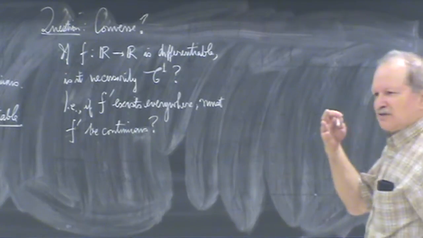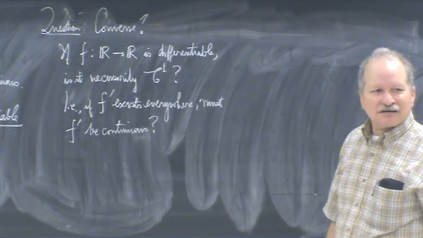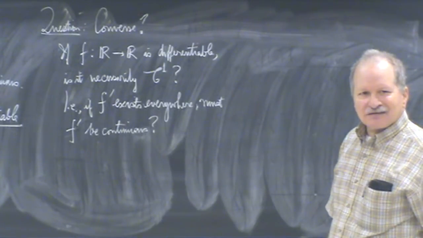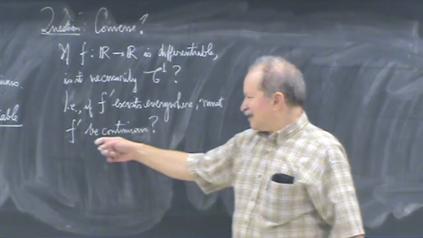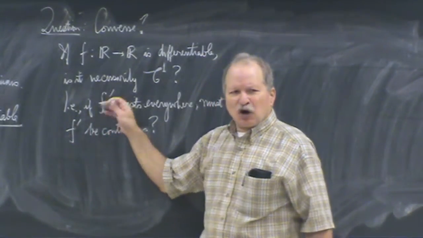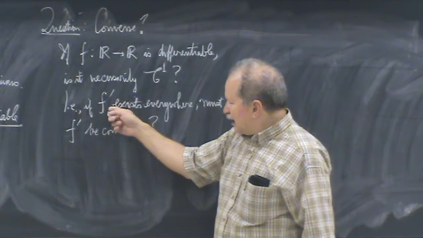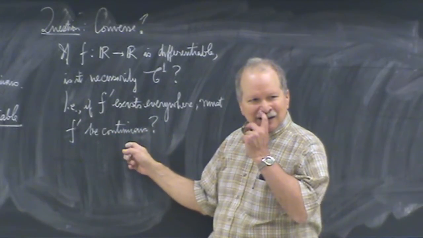Now, students often, you wouldn't dare do this because you're a sophisticated crowd here, but students often say, well, differentiable implies continuous, so of course. What am I saying here? The derivative. I'm asking, well, no partials here. This is just single variable calculus. Is the derivative, if it exists, necessarily a continuous function?